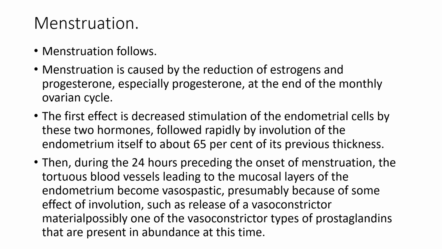The first effect is decreased stimulation of the endometrial cells by these two hormones, followed rapidly by involution of the endometrium itself to about 65% of its previous thickness. Then, during the 24 hours preceding the onset of menstruation, the tortuous blood vessels leading to the mucosal layers of the endometrium become vasospastic, presumably because of some effect of involution, such as release of a vasoconstrictor material, possibly one of the vasoconstrictor types of prostaglandins that are present in abundance at this time.